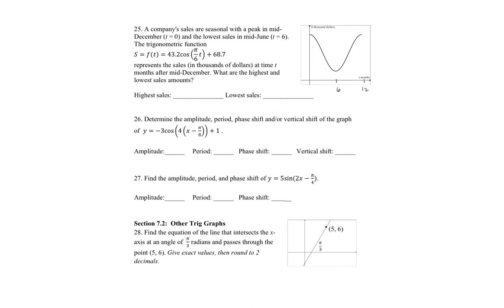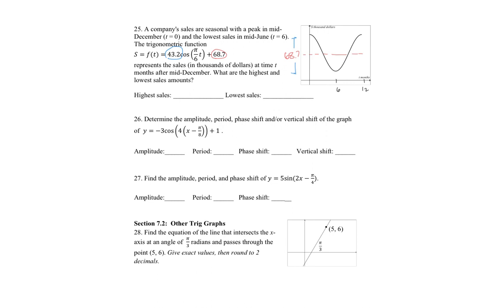So one thing I want to take a look at is where my midline is. I know my midline is at 68.7, so I can put that in here. Then we also want to consider the amplitude. I know the amplitude is 43.2. What that means is it's going to go up by 43.2 and down by 43.2.